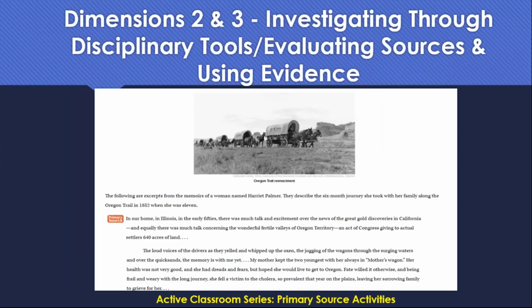Then we could use a primary source. So we had a secondary source that gave them an overview of Manifest Destiny. There is a series in Active Classroom called Primary Source Activities, and you can search it by topic. And so this particular one is a woman who went west with her family. So we could look for answers to our I wonder questions in a primary source as well. So we'd have both examples of a secondary and a primary. Again, dimensions 2 and 3, we're using our disciplinary tools and evaluating sources and using evidence.